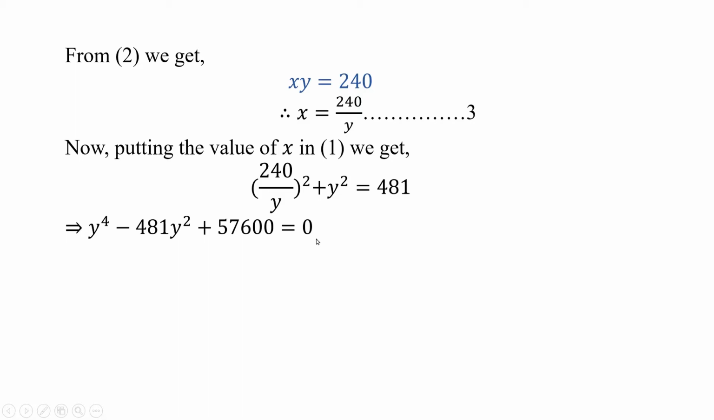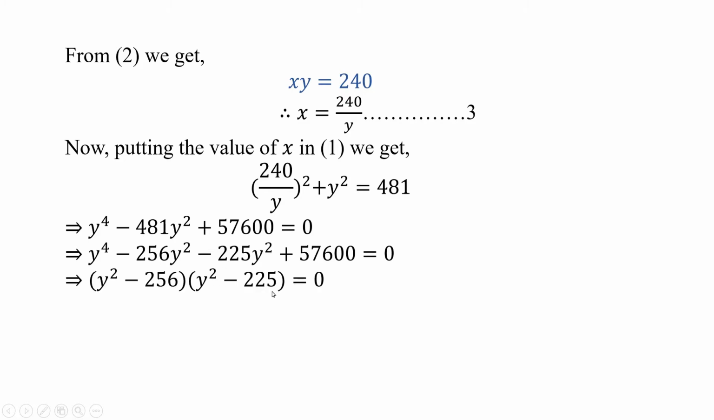Now applying the middle term factor, we can easily solve this. We can separate 481 into 256 and 225. Now using the middle term factor, we get y square minus 256 into y square minus 225 is equal to 0. Product of these two is equal to 0, that means either this is equal to 0 or this is equal to 0. That means we get y square is equal to 256 or y square is equal to 225. From here we get y is equal to 16, and from here we get y is equal to 15.